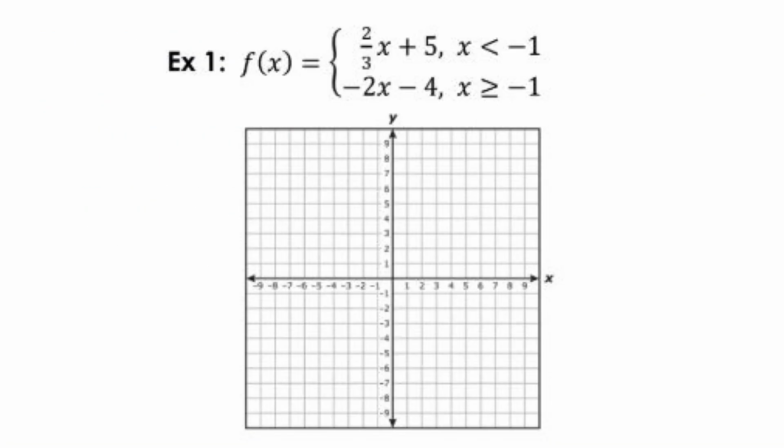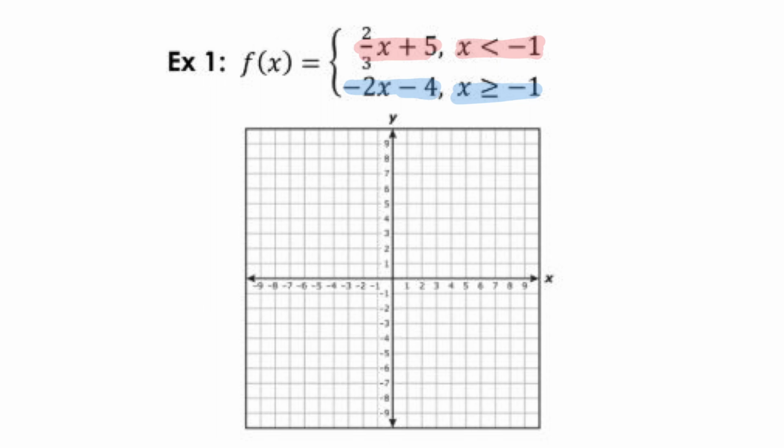All right, first we're going to start with just being able to graph a piecewise function. This is what a piecewise function looks like, and it looks kind of crazy, but what this means is that f of x is going to follow this line, 2/3 x plus 5, for all x values that are less than or equal to -1. Then, for all of the x values that are greater than or equal to -1, we're going to follow this line. Now we're going to graph both of those lines on this graph.